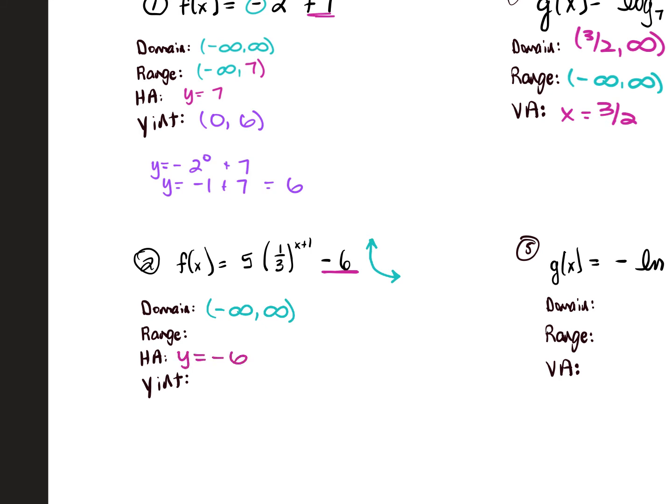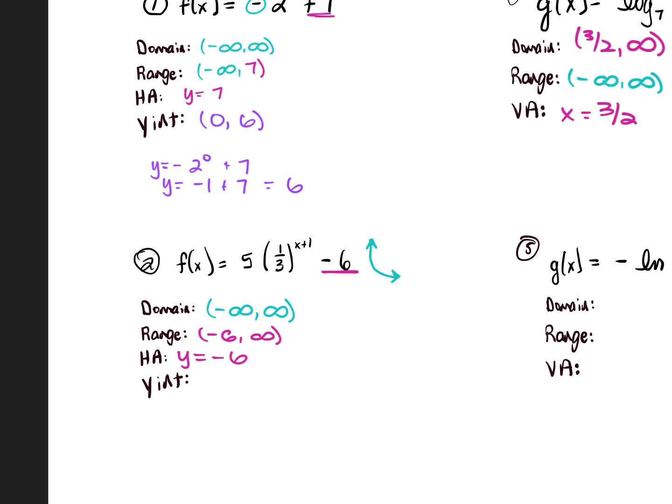Use that with your range. Your range is going up or down? Up. So it goes to positive infinity. So the lowest number you're going to have is that vertical shift. So from -6 to positive infinity. Lastly, find your y-intercept. Plug in 0 for x, solve for y, give the ordered pair 0 comma something.